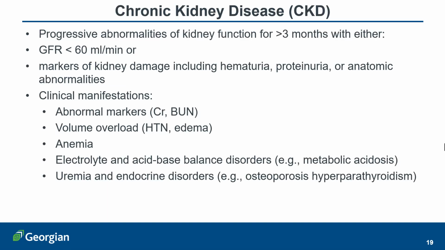Let's move on now to discuss chronic kidney disease, or CKD for short. Chronic kidney disease is the progressive abnormal functioning of the kidneys for greater than 3 months with either a GFR of less than 60 mL per minute or other markers of kidney damage, which could include hematuria, proteinuria, or other anatomical abnormalities. So essentially, chronic kidney disease is based mainly upon GFR measurements.